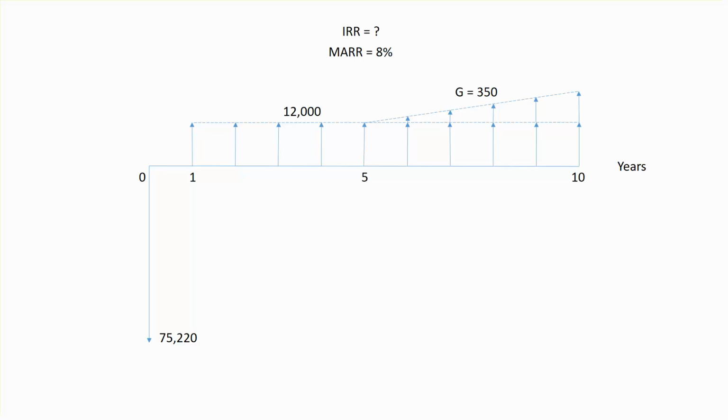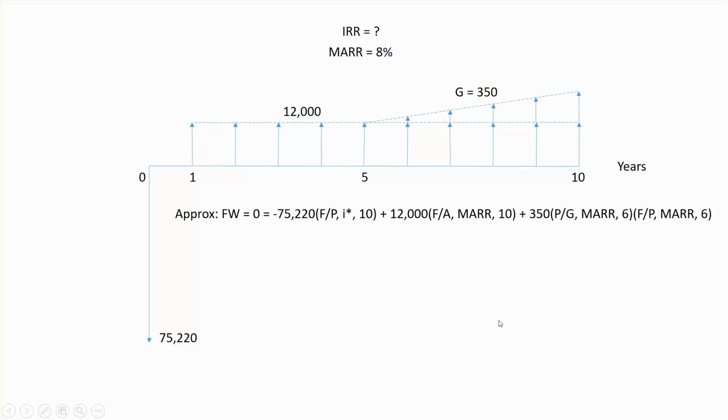We can look at this. There are two approaches, two methods that we can use: the approximate IRR method as well as the precise. If we're looking for a specific rate of return, then we need to use the precise method. We can use the approximate method when all we're looking for is a decision.